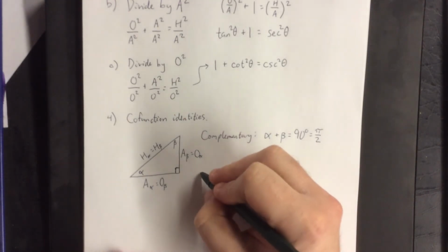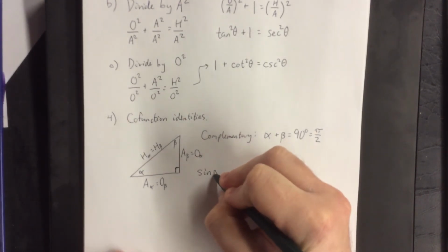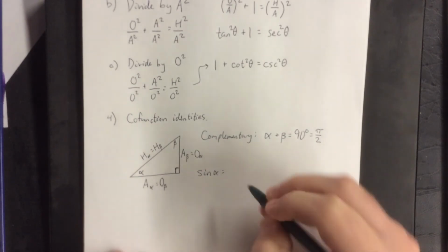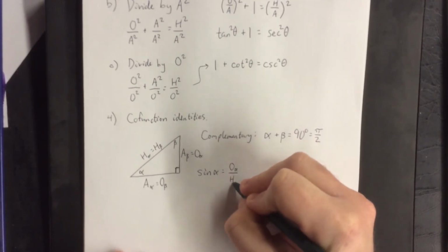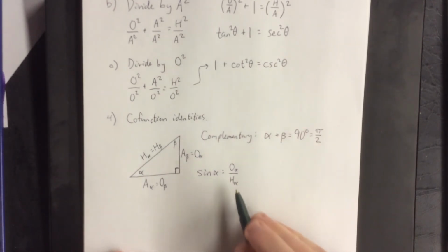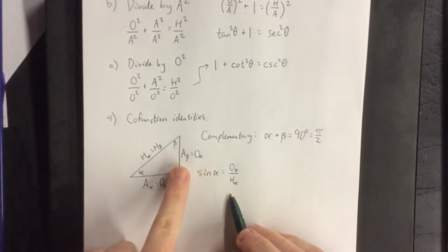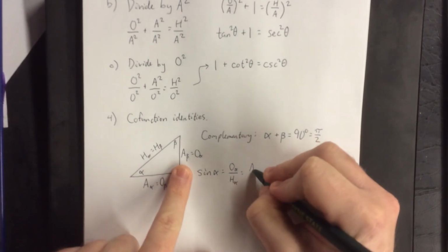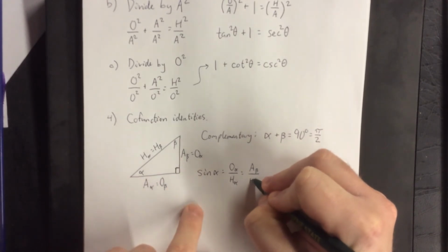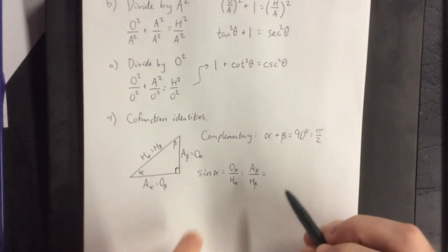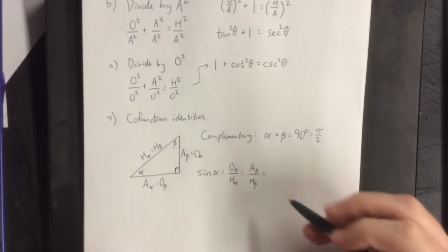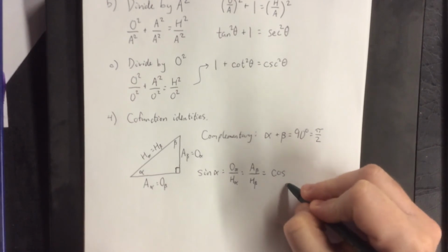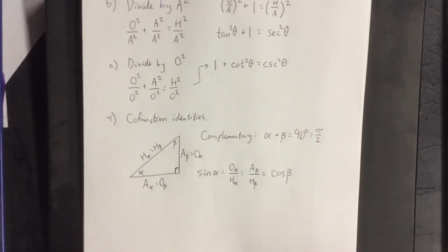So what I want to do is consider the sine of alpha. The SO of SOHCAHTOA tells me that this is going to be the opposite side according to alpha divided by the hypotenuse according to alpha. From the perspective of beta, though, the opposite side according to alpha would be the adjacent side according to beta, and the hypotenuse stays as the hypotenuse. So from the perspective of beta, this ratio is actually adjacent over hypotenuse. Adjacent over hypotenuse tells me that that would be the cosine of beta.